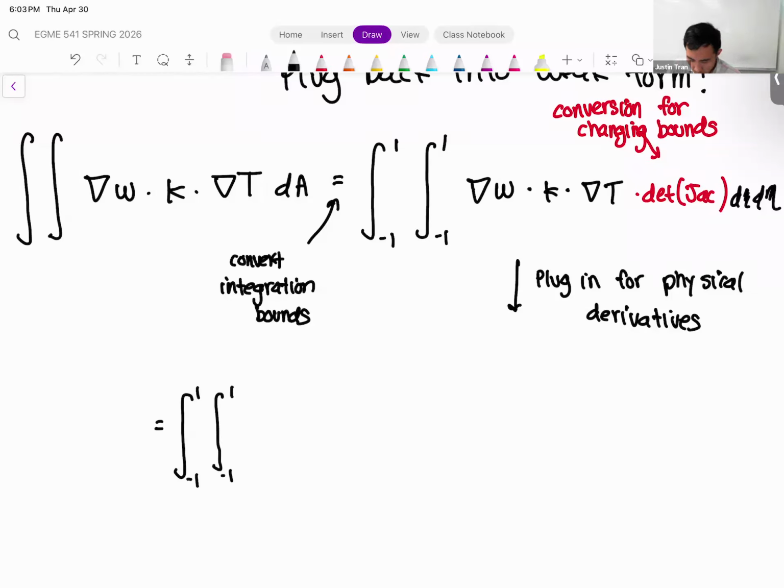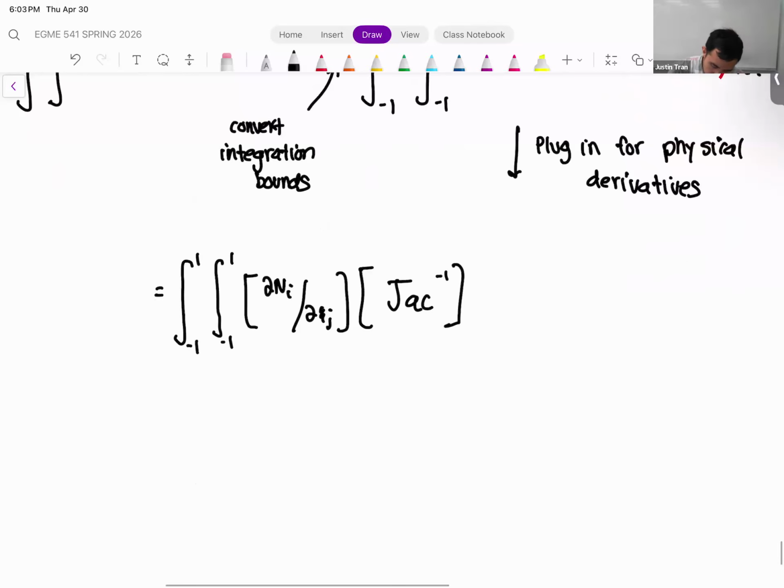First, we're going to plug in for gradient of W here. So for gradient of W, we have partial Ni, partial epsilon j, multiplied by the Jacobian inverse. So this right here, this is our gradient of W, right? It used to have physical derivatives. Now it has derivatives in the isoparametric domain or the parent domain, because of the shape functions and because of the Jacobian inverse.